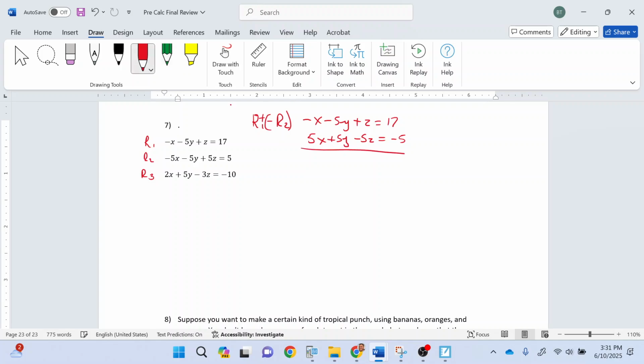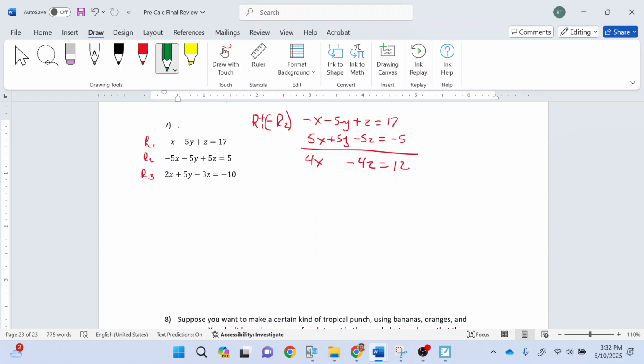And then I'm going to add these down. So negative 1 plus 5 is 4x. The y's cancel out, which is perfect. I want that. And then z plus negative is negative 4z equals 17 minus 5 is 12. Okay? So now I got to do another one with a different one.